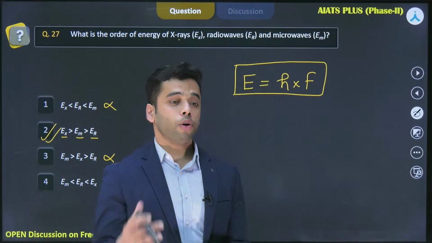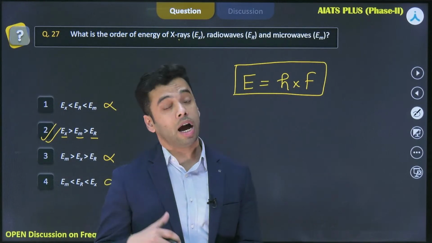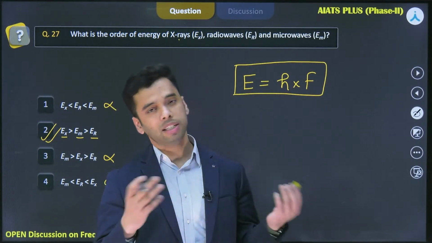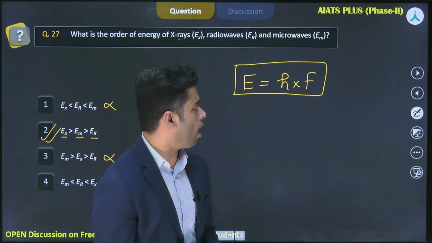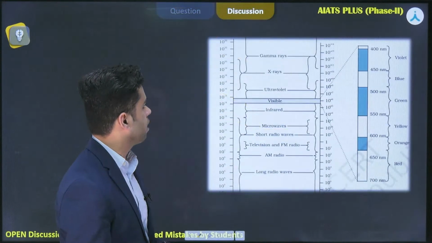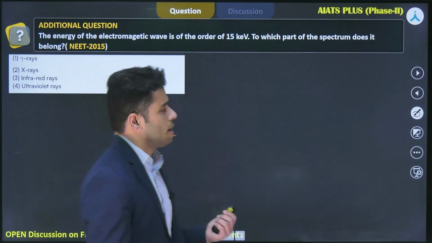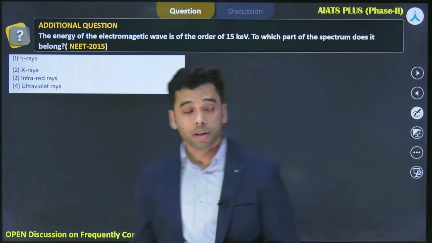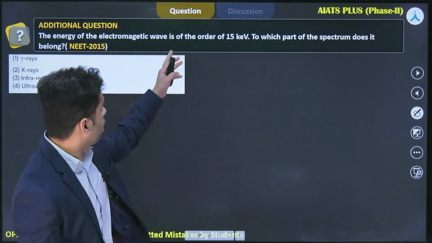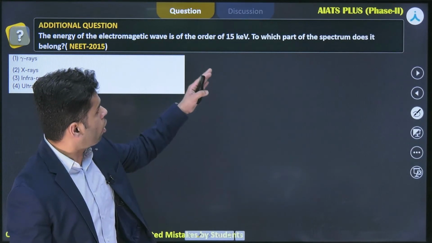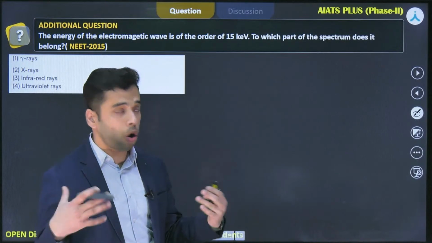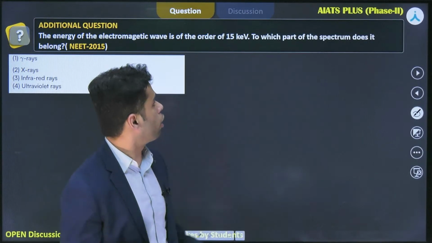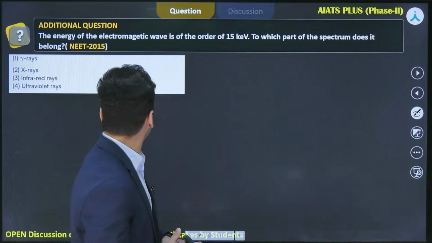Now, based upon this concept, a similar problem was asked in the NEET examinations. Not a very recent one, but they asked a problem which looks something like this. There you go. This is the problem of the actual NEET examination, which says that the energy of the electromagnetic wave is of the order of 15 kilo electron volt. So you have been given the order of the energy, that is 15 kilo electron volt. To which part of the spectrum does it belong?